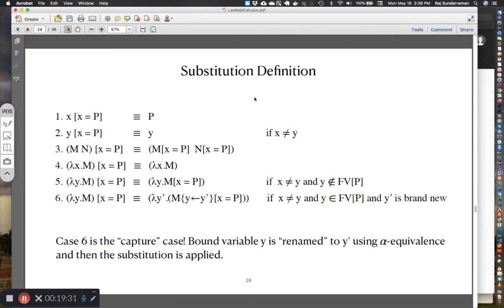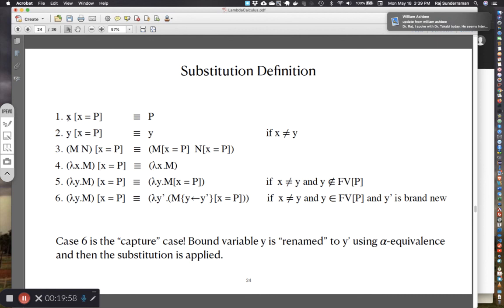Great. So now we are ready to actually look at the formal definition. So here's the formal definition, 1 through 6. This is an important slide, especially if you are building a compiler or an interpreter for Lambda Calculus or something similar. There are 6 rules for substitution. There are actually 6 cases, but they're built into groups of 3.